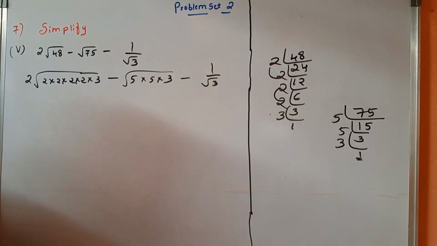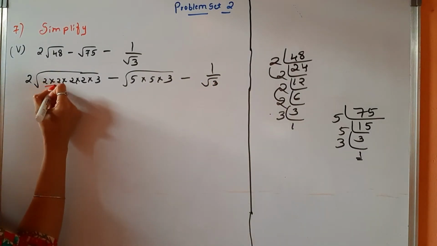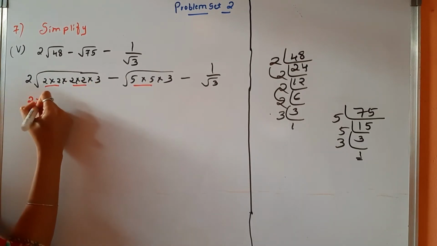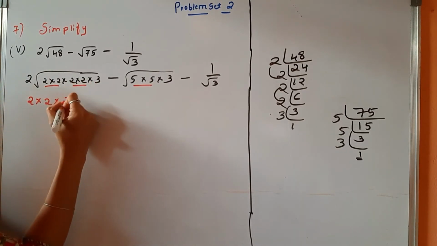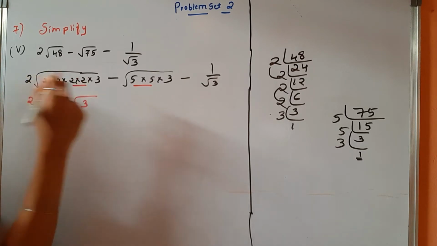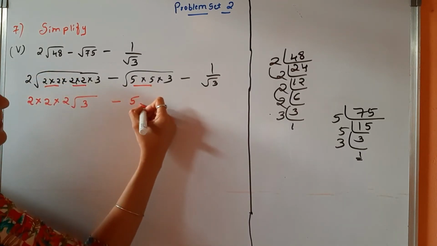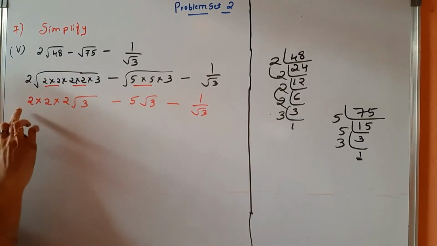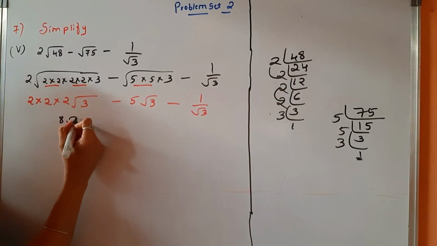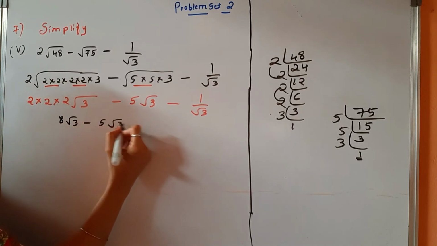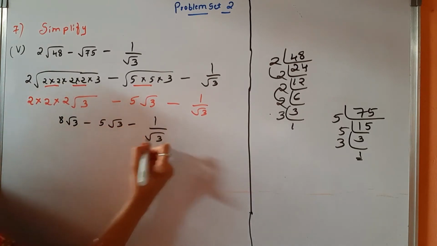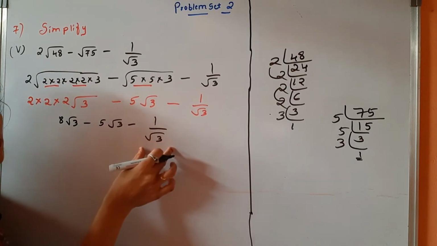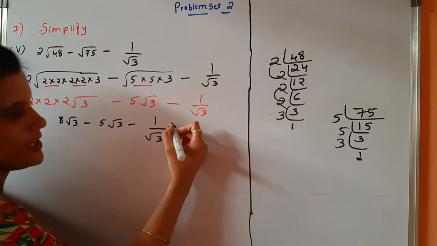Now you know that a pair will come out only one time, here a pair of 2s. So what will happen, 2 into 2 into 2, and what is remaining inside the square root, 3. Here 5 will be out, only one pair, 3 into 1, root 3. After simplifying this, 2 to the 4, 4 to the 8 root 3 minus 5 root 3 minus 1 upon root 3. See, root 3 is common over here, but here it is in the denominator. We cannot take this one as common. So we are doing rationalizing.